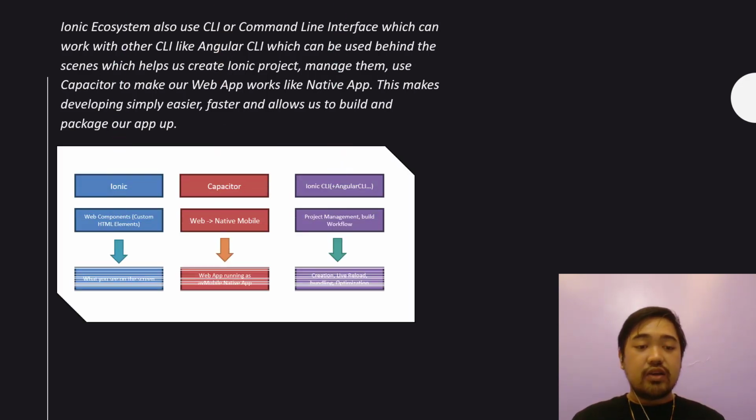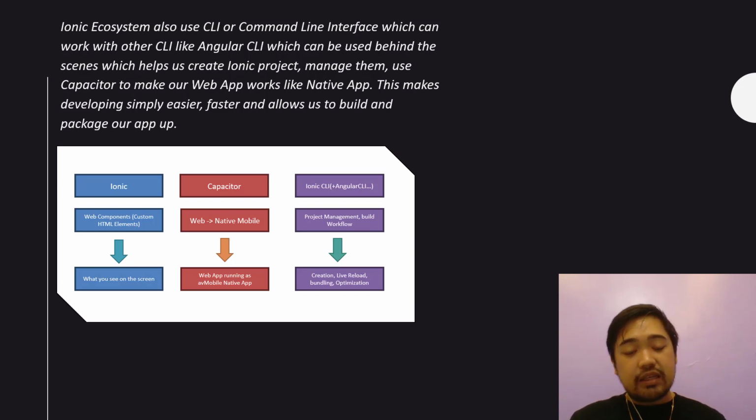So, ito guys yung ating Ionic ecosystem. So, na-discuss natin kanina yung Ionic platforms. We have Ionic, yung web components natin, and then yun yung makikita natin sa screen. While si Capacitor naman, yung web features natin is kino-convert or kino-connect na niya dun sa native mobile natin. So, yung web app natin, running na siya as mobile native app. And then, we can use other CLIs like Ionic CLI para mag-manage nung app natin and para gumawa ng workflow. So, nagagamit natin siya for creation, live reload, building, and optimization.